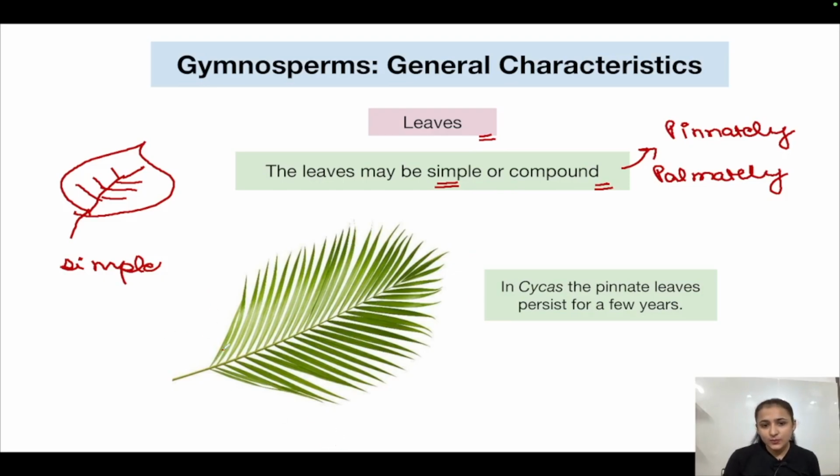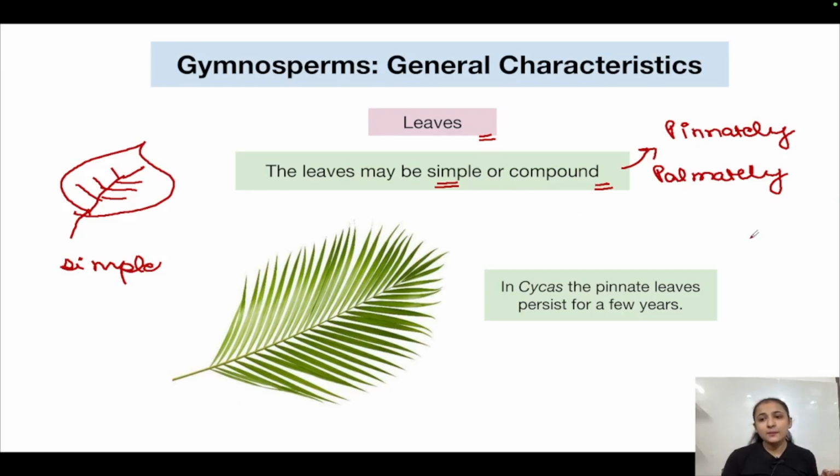Each leaflet is complete in itself and is attached to the midrib here. Similar with all the other leaflets. So this is the pinnately compound leaf.